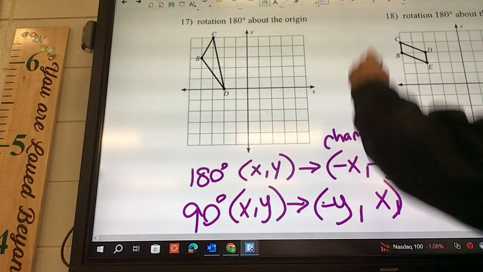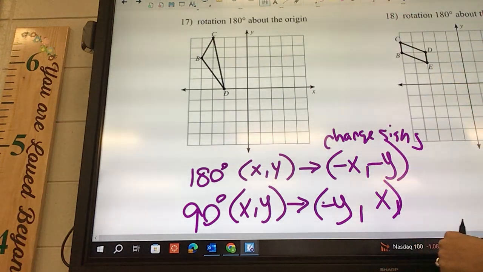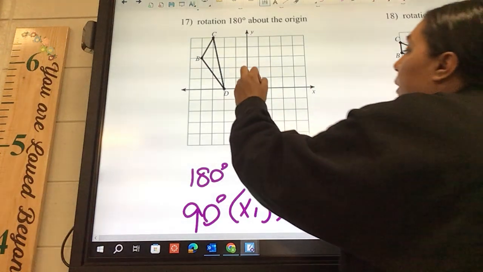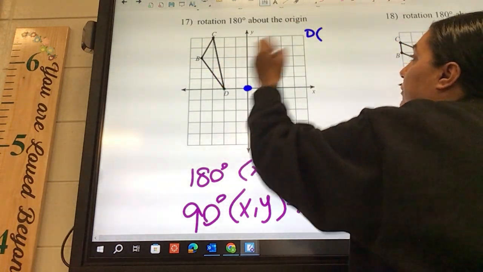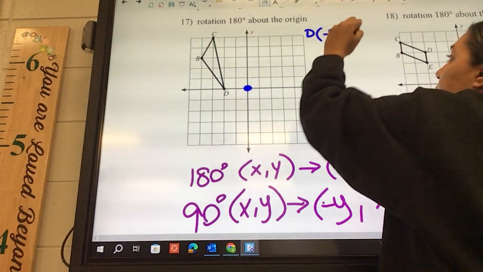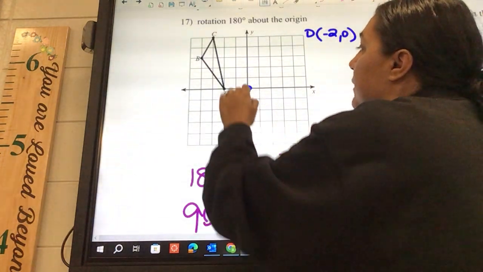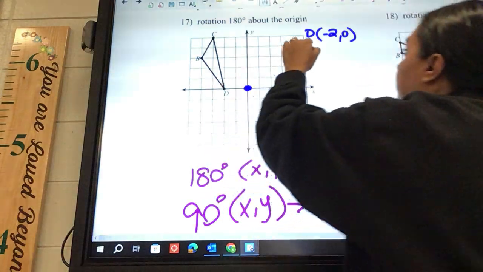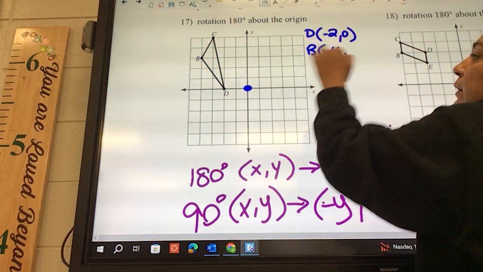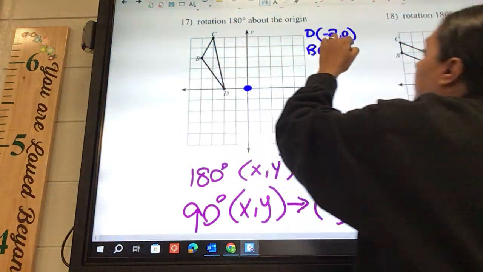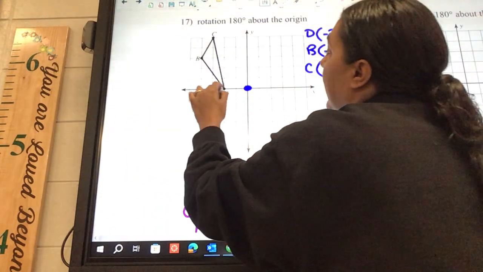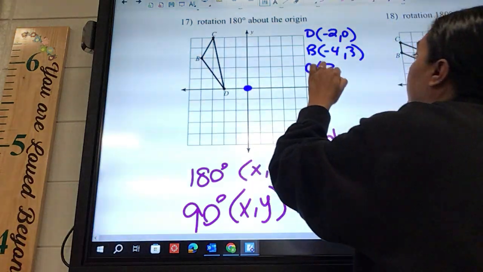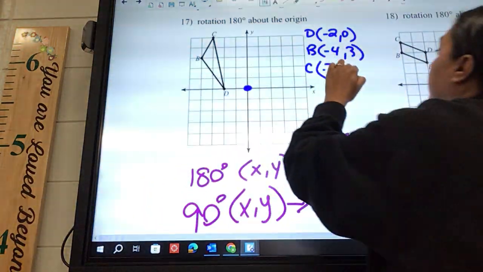So your very first step is going to be to find the coordinates. Okay, so remember, if you go left or down, you need a negative. Okay, so we always start at 0, 0. So for D is going to be left 2, so -2, up 0. B is going to be 1, 2, 3, 4, left 4, up 1, 2, 3. And C is going to be left 1, 2, 3, up 5.